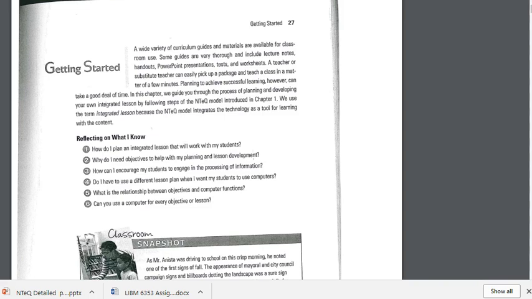What are you going to do before the computers? What are you going to be doing during the computers? And what are you going to do after to make sure that the entire plan is followed and that your students are learning? What's the relationship between objectives and computer functions? You might want to keep that in the back of your mind. And could you use a computer for every objective or lesson? I don't think you need to.